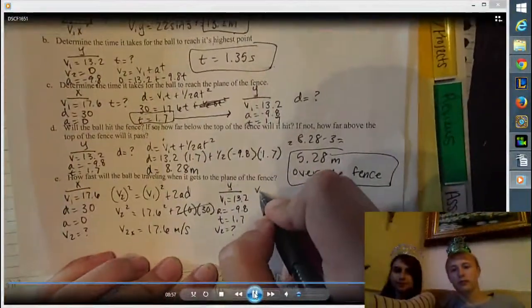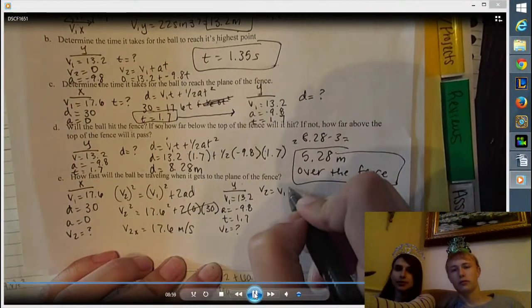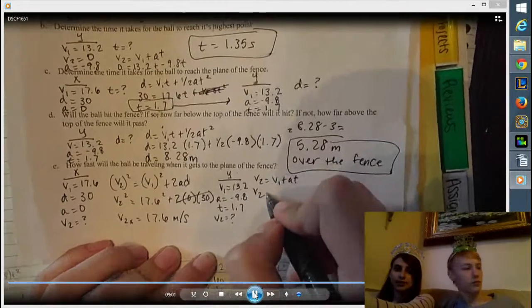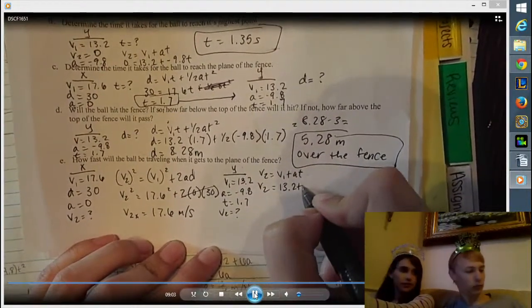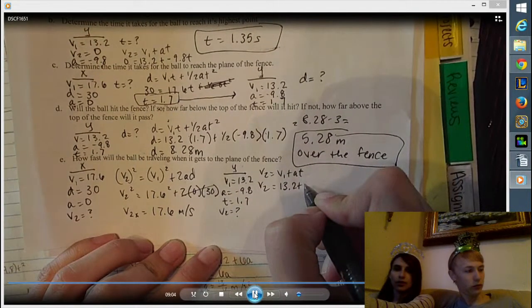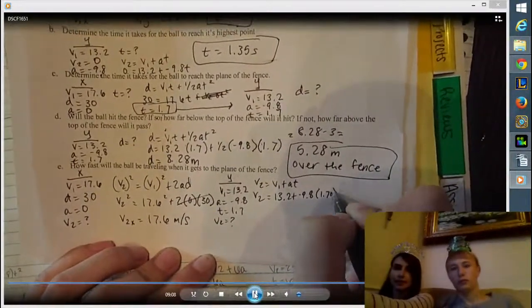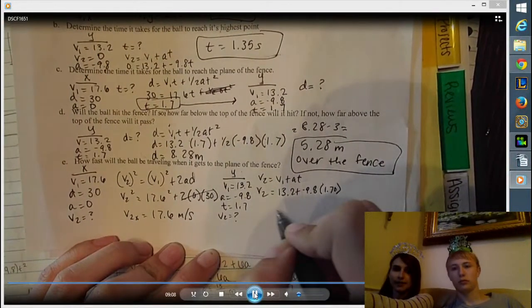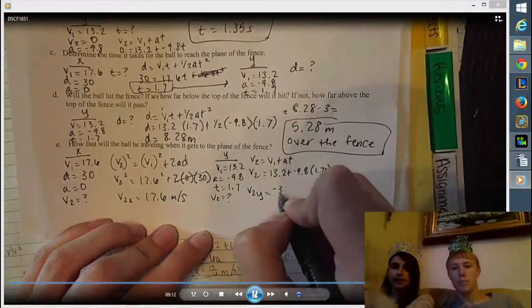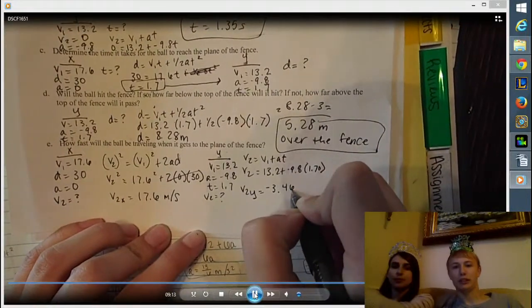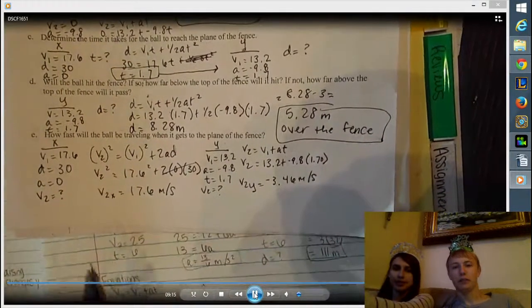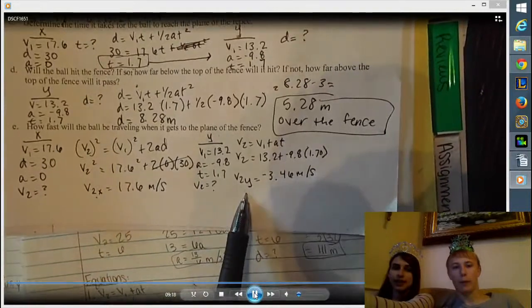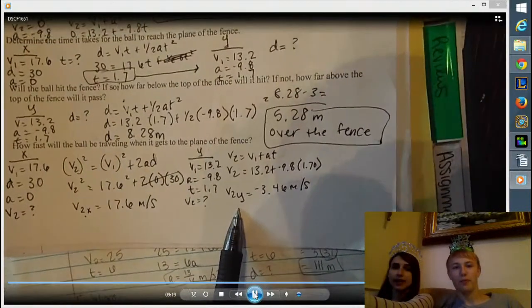So we're going to do not the same equation because we don't have distance. Instead, we have time. So we'll do v2 equals 13.2 plus negative 9.8 times 1.7. So then v2y will be negative 3.46 meters per second. So we have those two, we have the vx and the vy. So that's the separate components.